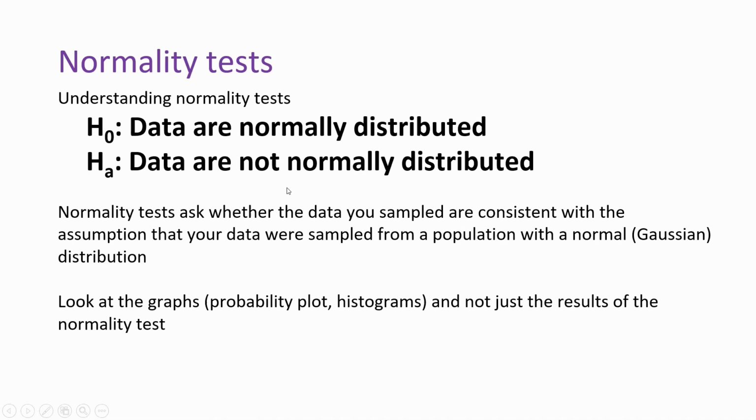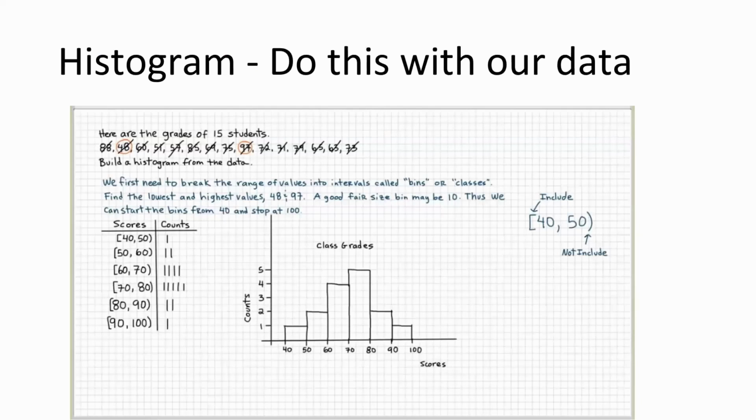So the normality test asks whether the data you sampled are consistent with the assumption that your data were sampled from a population with a normal, otherwise known as a Gaussian, distribution. So we'll look at the graphs, the probability plots, the histograms, and not just the results of the normality test. We'll take all of these things into account when deciding whether or not our data meet the assumption of normality. Okay, that is the lecture.